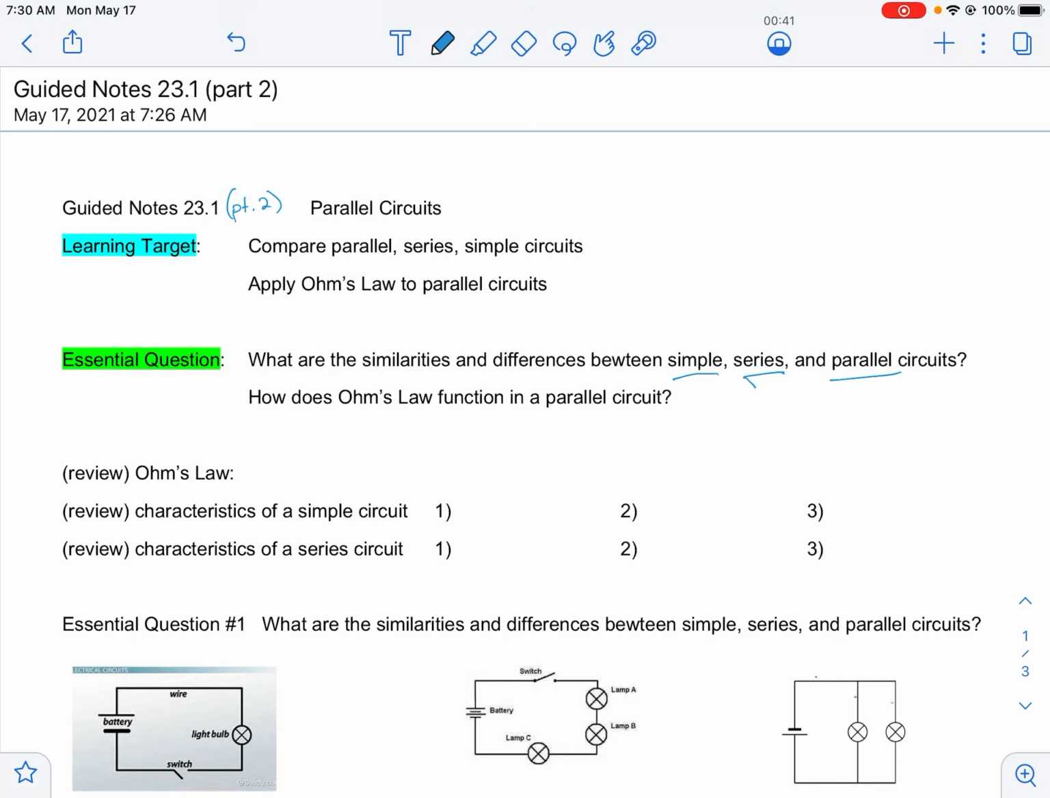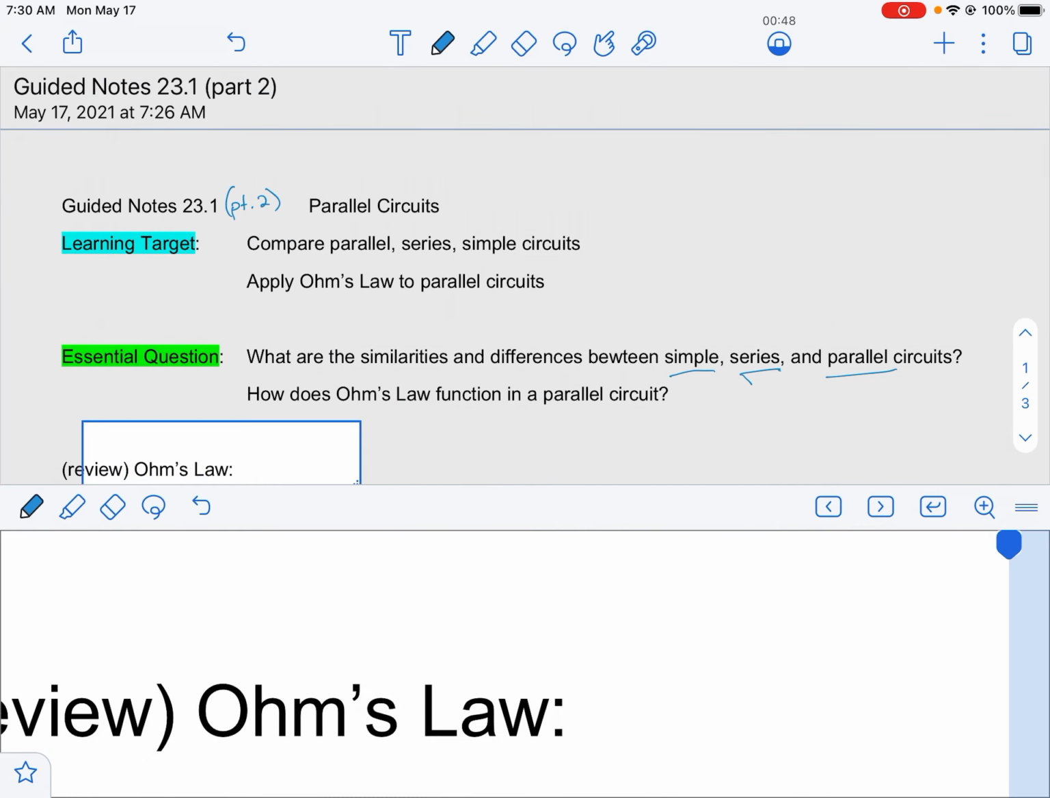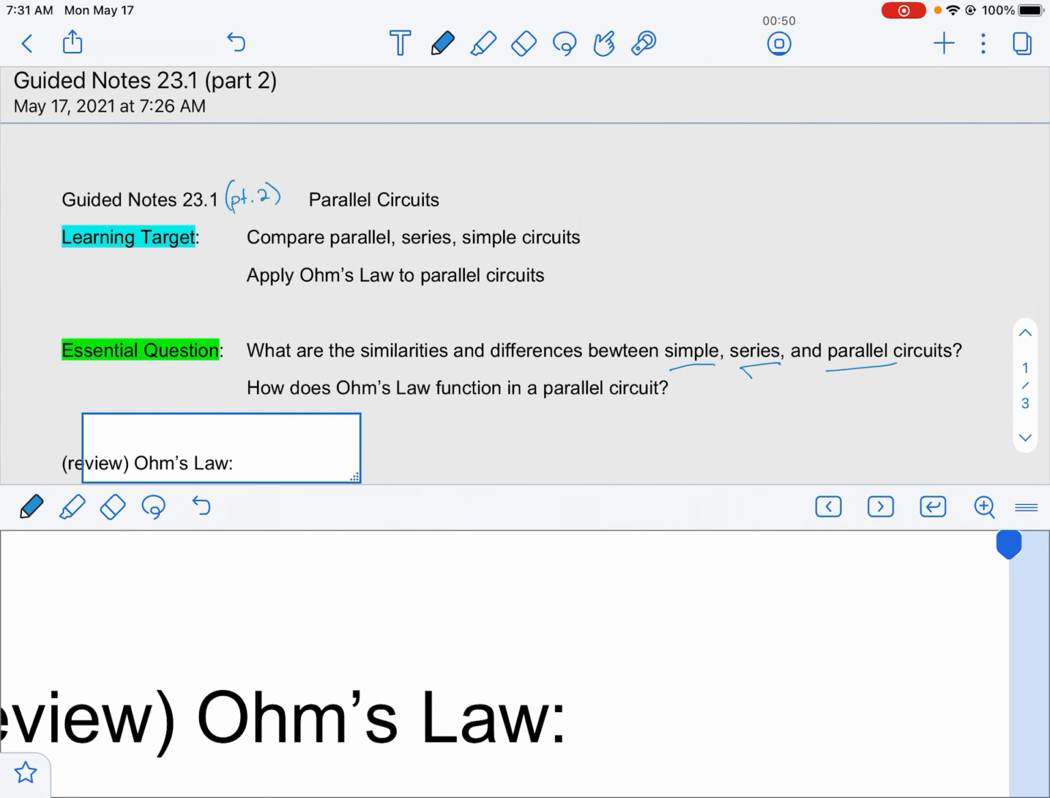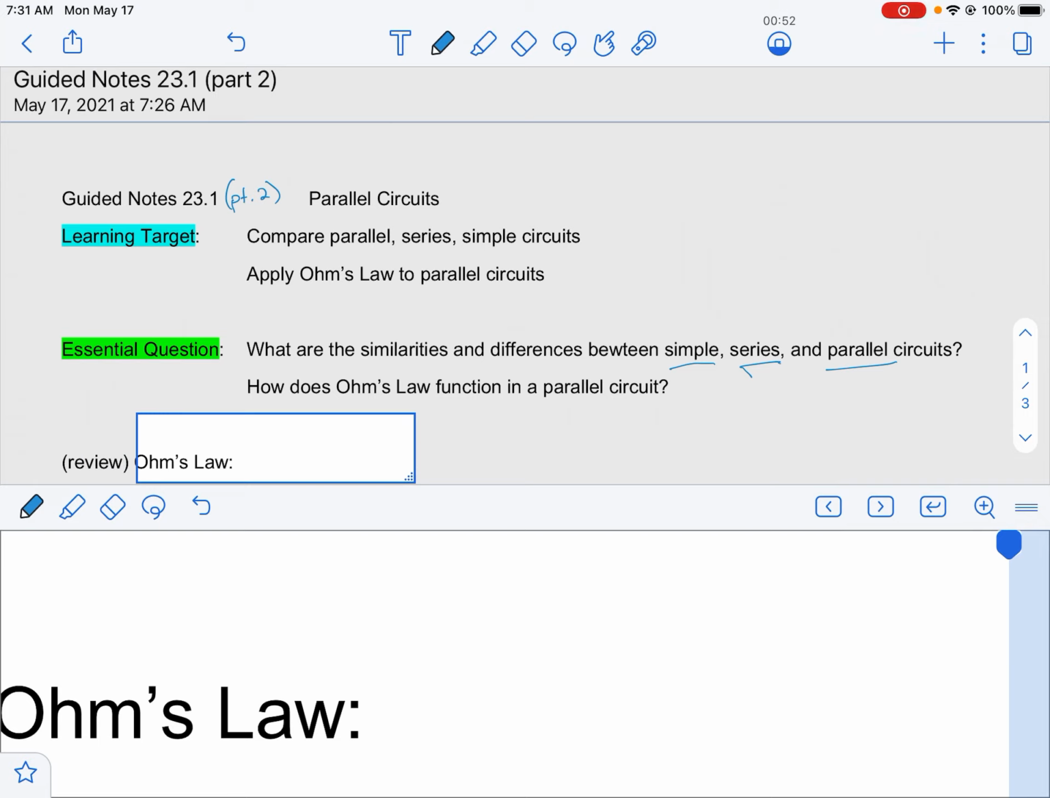All right, so let's review, because this is what we need to know in order to go forward. So Ohm's law, this should mean something to you, right? Ohm's law relates current and resistance and voltage, and we usually write it as I equals V over R, but of course you could rearrange that formula if you would like.